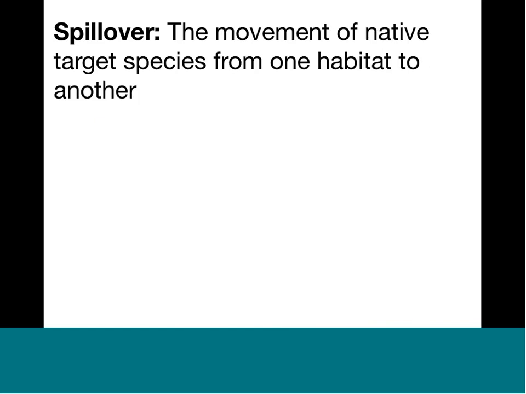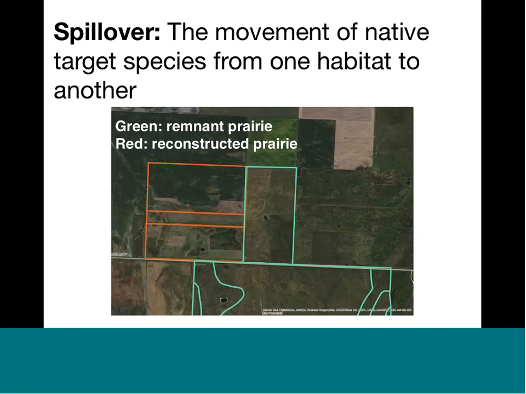So does the movement of native target species from one habitat to another, are we seeing evidence for this on the landscape? And so to do that, what we're doing is we're sampling reconstructed prairies that are adjacent to various sources, to see if seeds from the source are moving into these reconstructed prairies. And so the best idea you can get of that is if this green prairie right here in the circle is a remnant prairie and it's adjacent to this red prairie that's reconstructed, are we seeing species from this remnant prairie moving into this reconstructed prairie, and how many and how often?